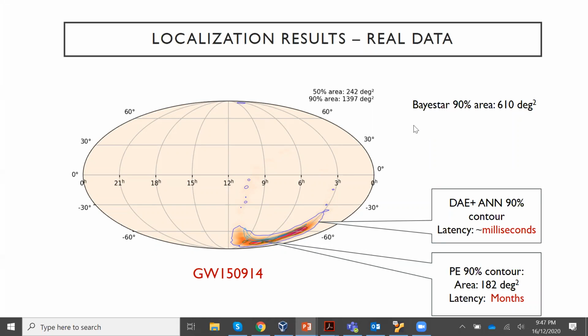Also, BAYESTAR, if you remember, the online localization pipeline, had a 90% area of 610 square degrees. So my aim would be to do better in terms of accuracy than BAYESTAR, because we are already faster than BAYESTAR, since BAYESTAR still takes a few seconds to localize an event. However, my localization is of the order of sub-milliseconds. But the idea is to get these 90% areas to be much lower than BAYESTAR. So this is GW150914.